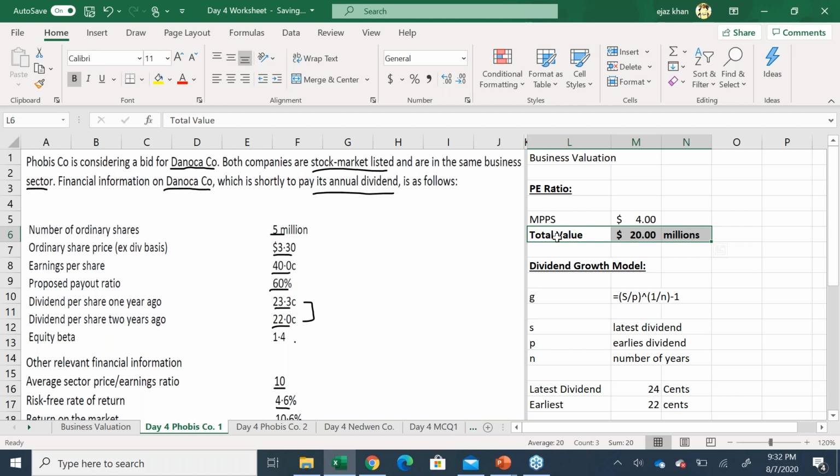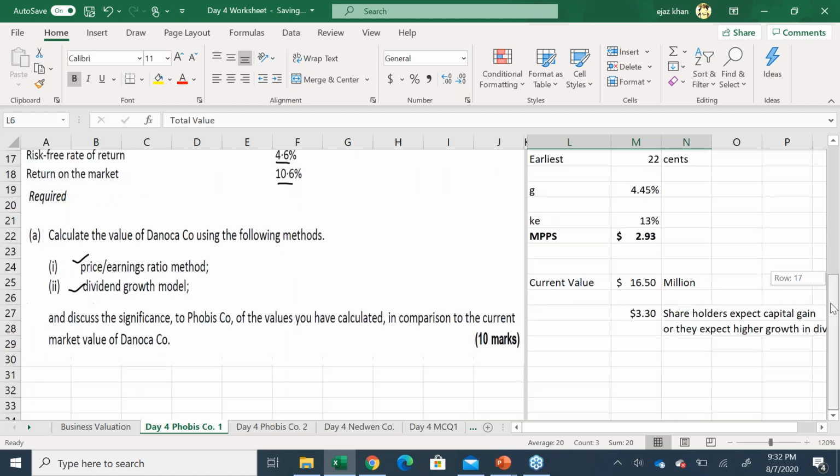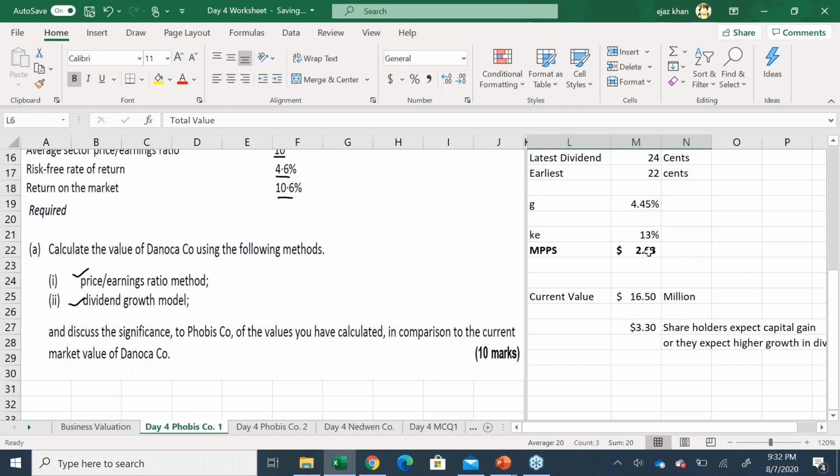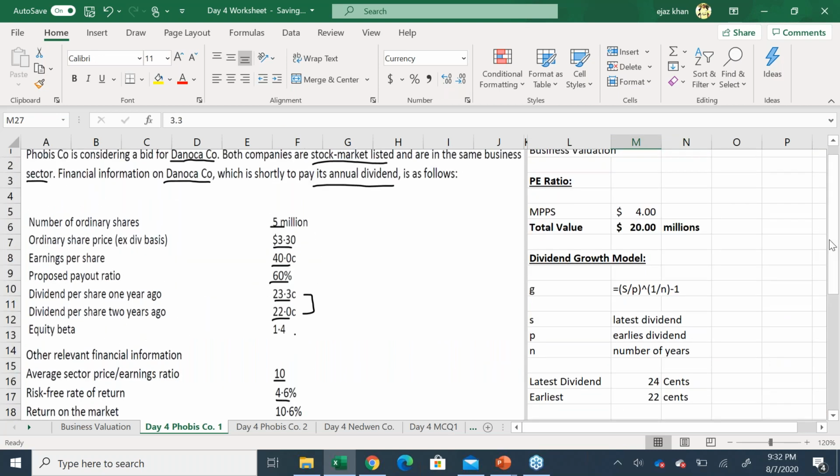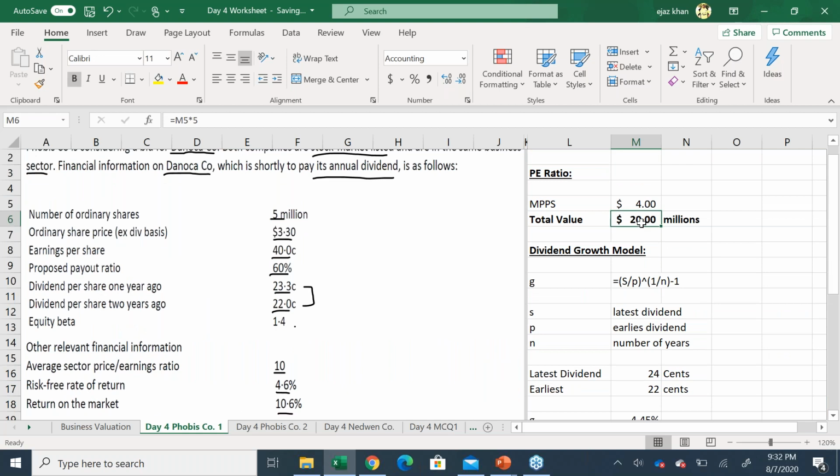Yes, that may be the price at which the owners of the Denoka company will be selling the company. So the dividend growth model will be rejected, as it is predicting a lower price than the current market price. The current market price will be rejected because it is without the ownership rights. Therefore, it could be 20 million or probably higher than 20 million. It will be around 20 million. Any questions?